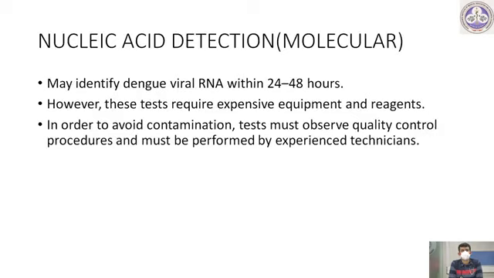So, what is nucleic acid detection? That is a molecular method. It may identify dengue viral RNA within 24 to 48 hours. However, these tests require expensive equipment and reagents. In order to avoid contamination, these tests must observe quality control procedures and must be performed by experienced technicians.